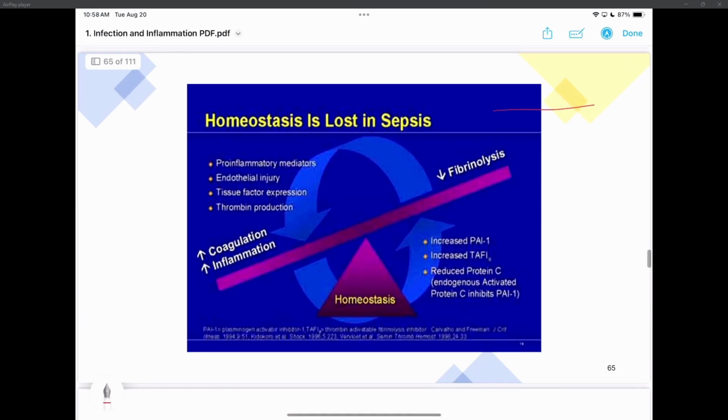So again, this is just talking about how homeostasis is lost in sepsis. We are tilting, the heavier side is the coagulation and inflammatory side. We tip the scales to that end. We don't want inflammation, we don't want clots, but sepsis puts us in that environment.